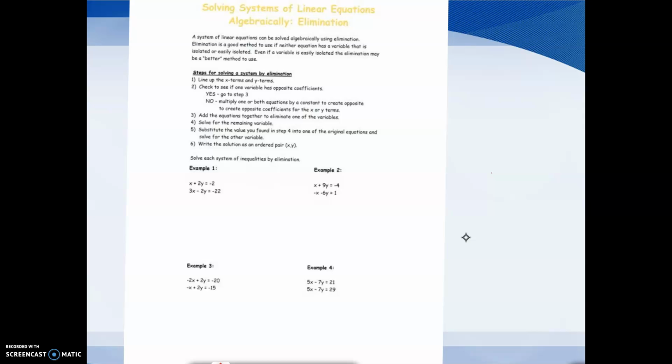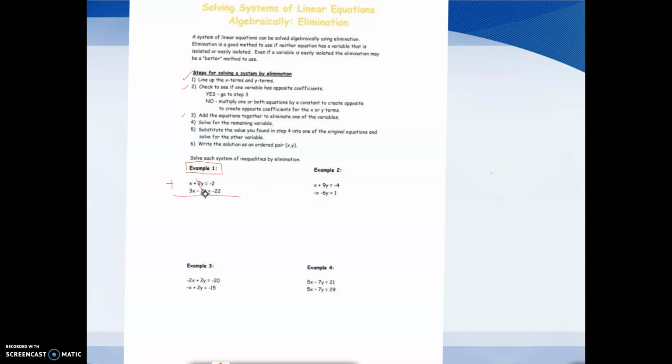So step 1, we're going to do example 1 now. Step 1 is going to make sure that the variables are lined up. So we have the x's and the y's lined up. We're going to look to see if we have opposite coefficients, and we do. So we have 2 and -2 as the y coefficient. All right? So let's go to step 3 now, and we're going to add. Kind of like you added when you're in 2nd grade, right? Just adding up and down. And the reason we're looking for opposite coefficients is the 2's are going to cancel, okay?